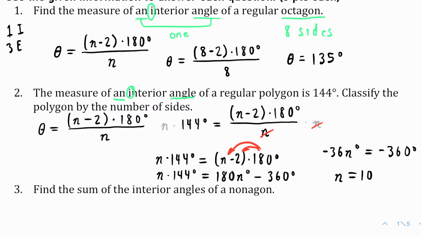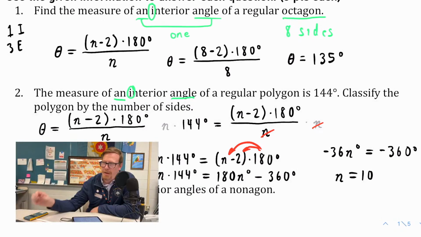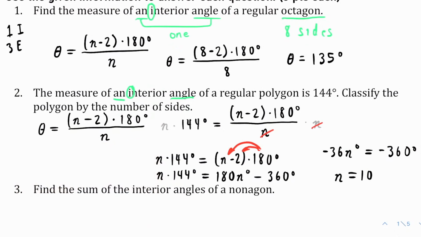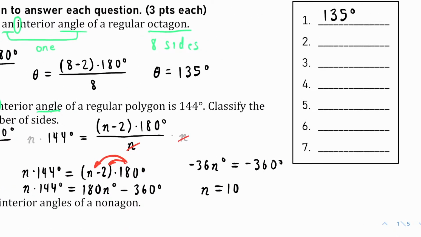Now at this point I have to caution you a little bit. It doesn't say find the number of sides, it says classify by the number of sides. So it's not looking for 10, it's looking for the name of a shape with 10 sides. And that is a decagon. That list should be on your reference sheet.